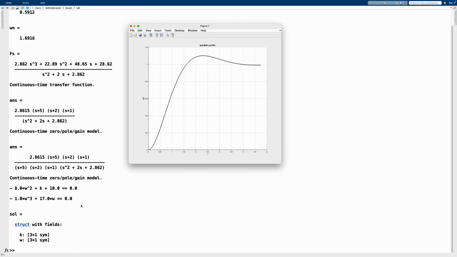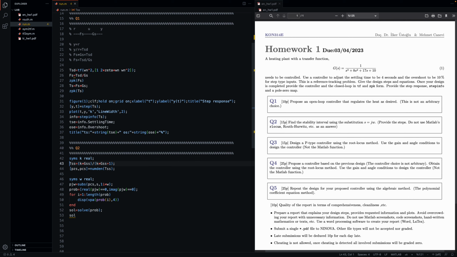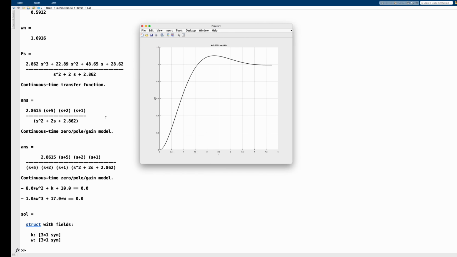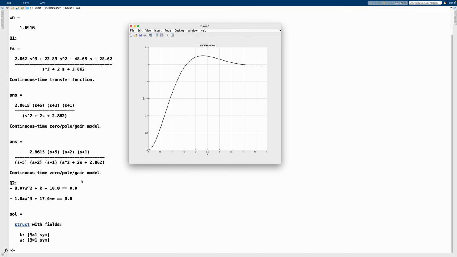Now you can see, by the way, I'm going to display a message like Q2 here so that I know which question I'm talking about, to kind of separate them. So there we go. Now here starts Q2.